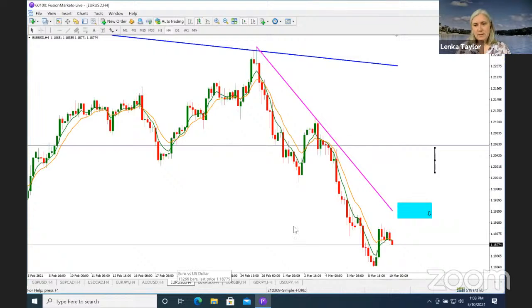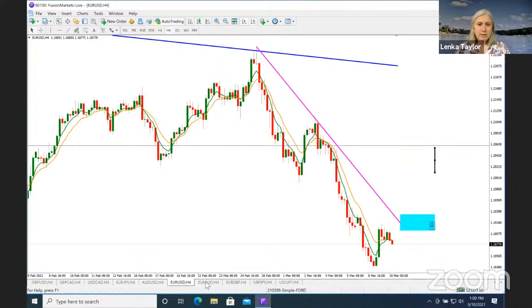EUR USD is next. Okay, here we had not much of a pullback, not what I like to see. So I'm going to wait a bit longer, probably until the price is a little bit further up here, like so.